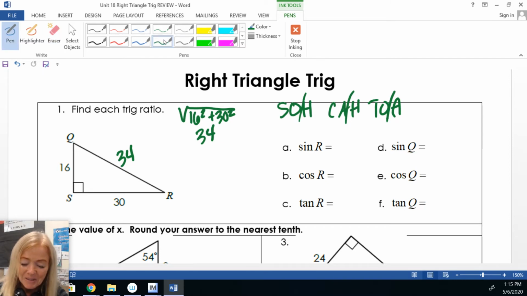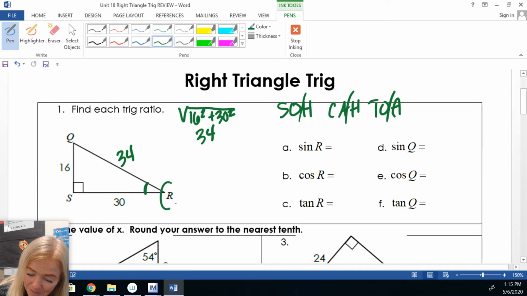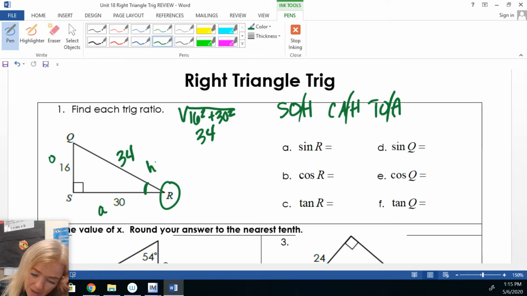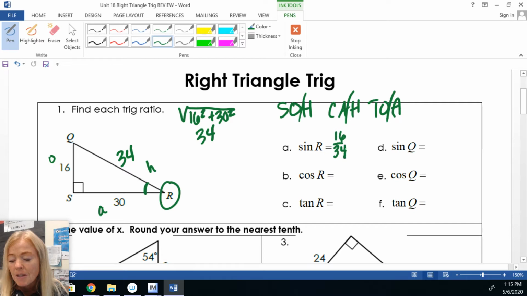Anyway, we're looking at 2 different angles. So sine of r. Now we're looking at r, and from r, we have an opposite, adjacent, and a hypotenuse. So make sure that you label each side of the triangle. The sine of r is opposite over hypotenuse, which is 16 over 34, and that simplifies. You can divide out a 2 and get 8/17. Now for the cosine, cosine is adjacent over hypotenuse, so that's 30 over 34. Again, you can divide out a 2, and you get 15 over 17.